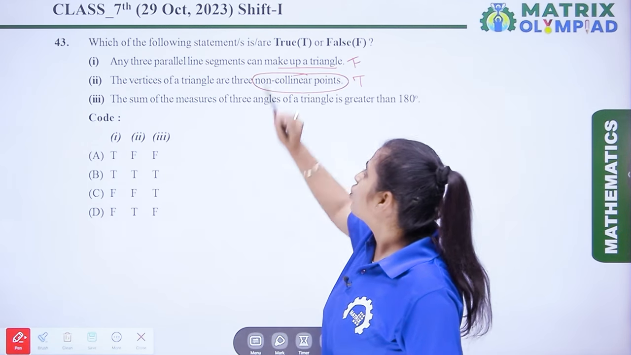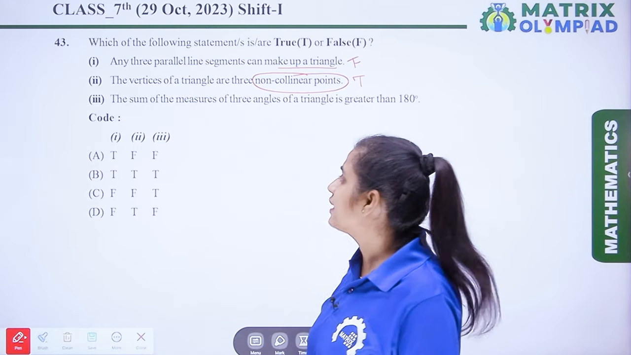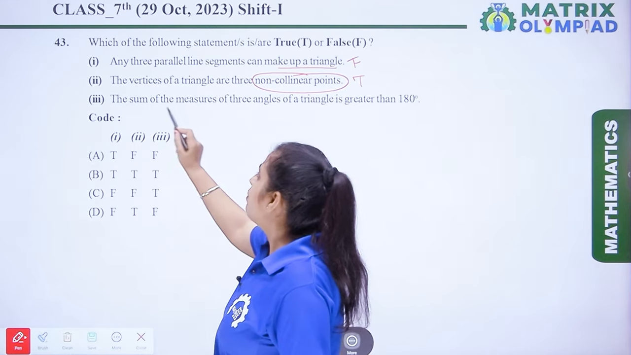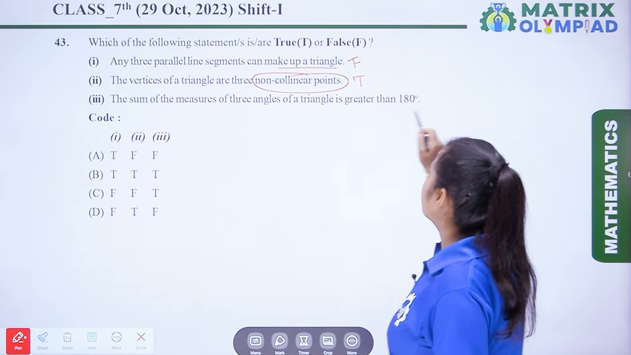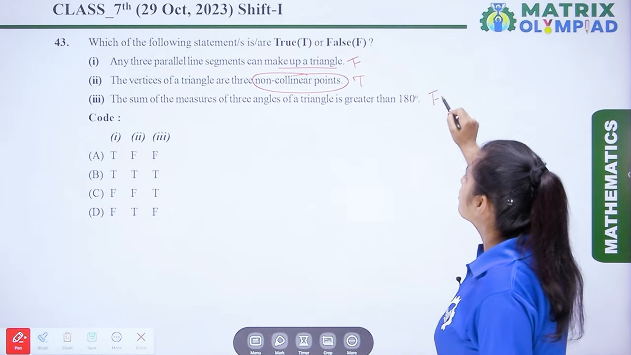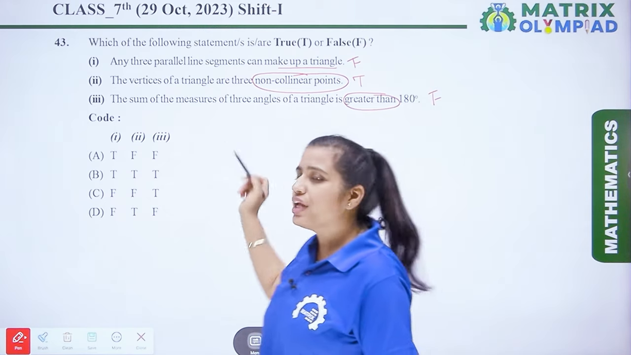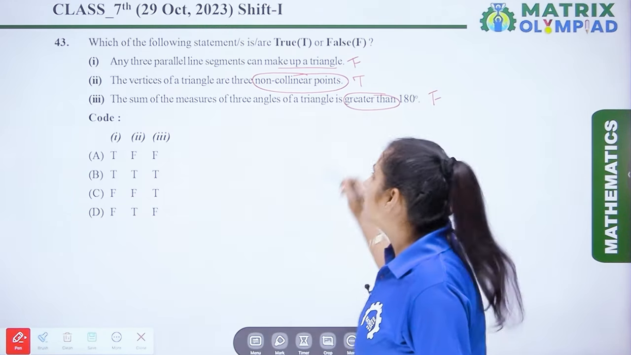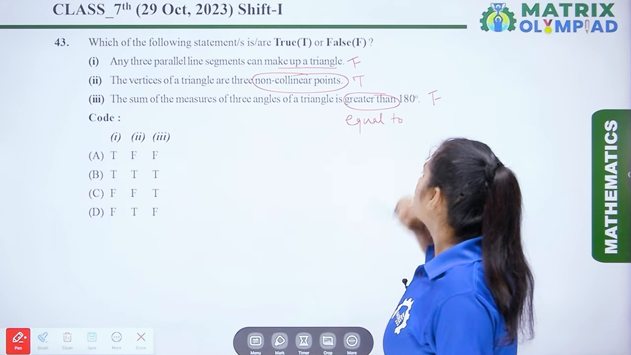So this statement is true because the vertices of a triangle are non-collinear points. Next statement is statement 3. The sum of the measures of three angles of a triangle is greater than 180 degrees. This statement is false because the sum of the measures of three angles of a triangle is equal to 180 degrees.